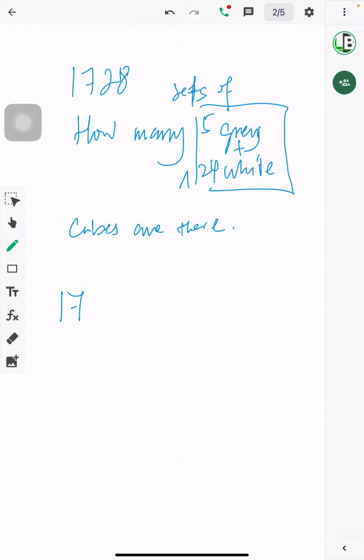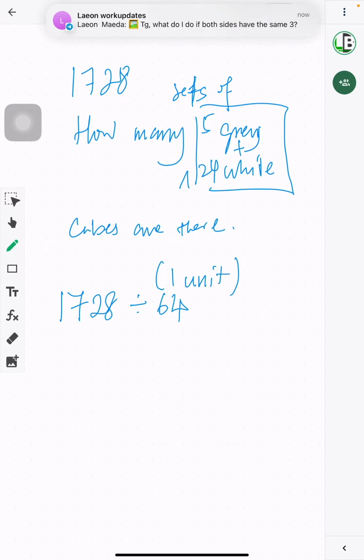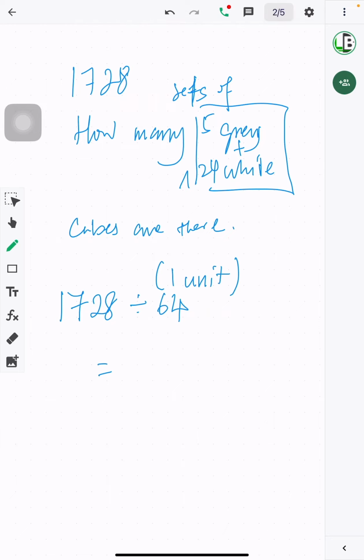So therefore you take 1728 and you divide by 64, which is 1 unit or 1 set, right? Then you get your numerical number. So 1728 divided by your 64, so you get 27 sets.